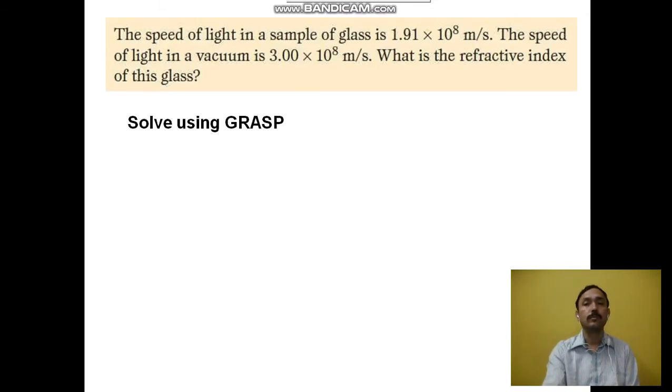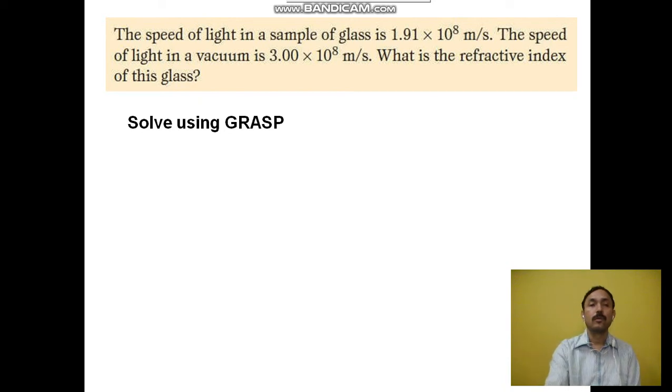Let us go to some examples of numerical problems. Suppose the problem states that the speed of light in a sample of glass is 1.91 into 10 to the power 8 meter per second. The speed of light in a vacuum is 3 into 10 to the power 8 meter per second. What is the refractive index of this glass?